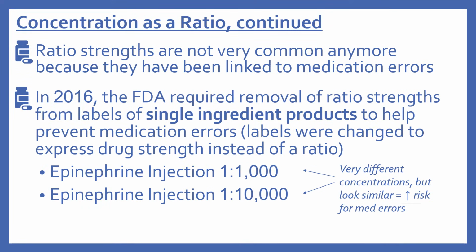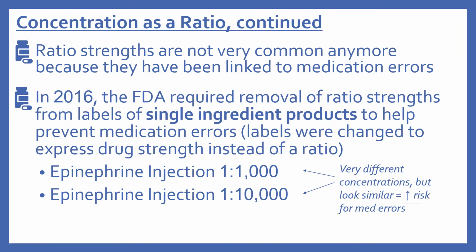However, ratio strengths are not very common anymore because they've been linked to medication errors. In 2016, the FDA required removal of ratio strengths from labels of single ingredient products. And you will still see those on multi-ingredient products. And this was to help prevent medication errors. Labels were changed to express drug strength instead of a ratio.